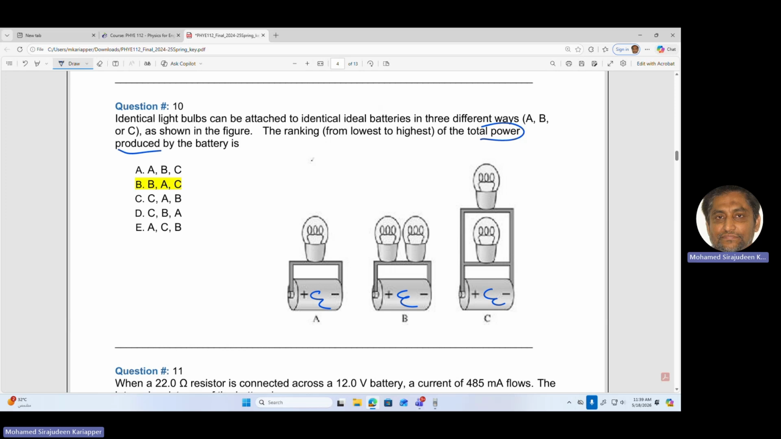When I was doing this question with the other section, the morning section, I didn't read the question. I just looked at it and said, oh, he's asking about the brightness of the bulb.